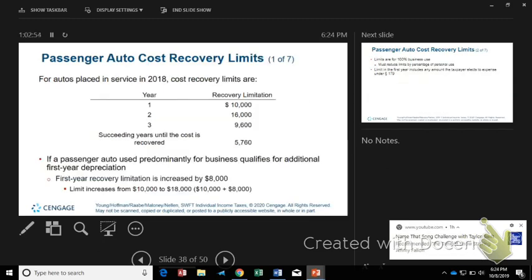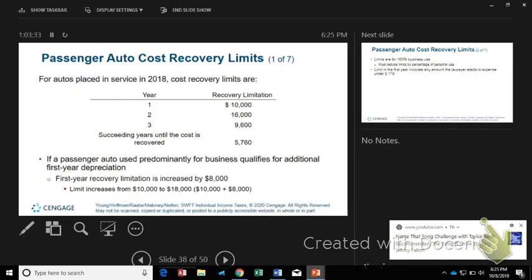So, automobiles placed in service in 2018, the cost recovery limits. Notice it's saying 18, right? So they put in 18, used in 19. The cost recovery limits are, for year 1, $10,000. So that's a lot of money. Year 2, $16,000, year 3, $9,600, and then $5,760 for every year until the cost is recovered. So think about you go and you buy a $40,000 car. So 10,000, 26,000, you're just shy of 36,000. So in year 4 you will have recovered the cost of the car.